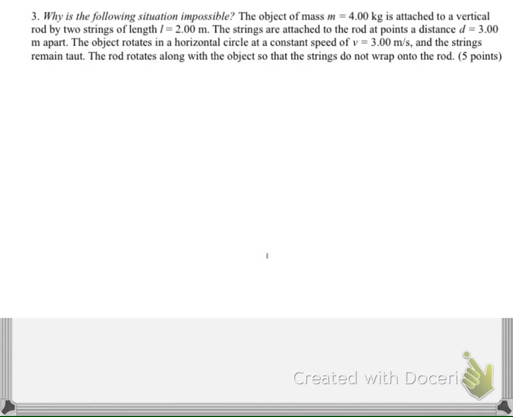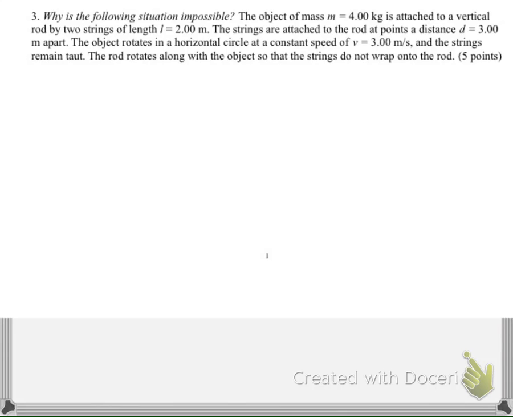Now, let's see question number 3. Why is the following situation impossible? The object of mass m equal to 4.00 kg is attached to a vertical rod by two strings of length L equal to 2 meters. The strings are attached to the rod at points a distance d equal to 3.00 meters apart.